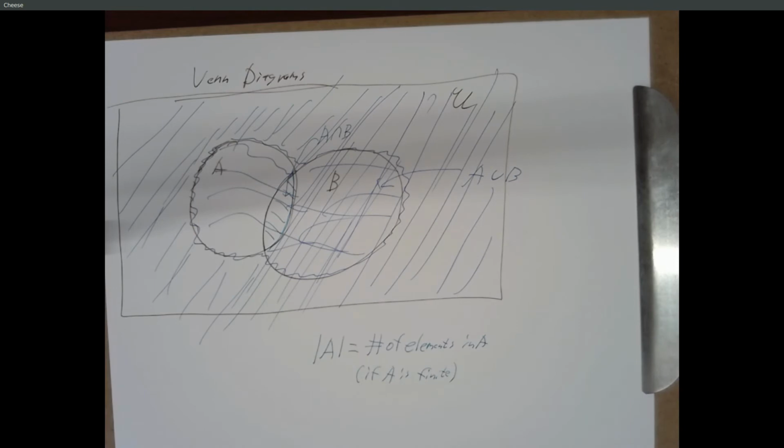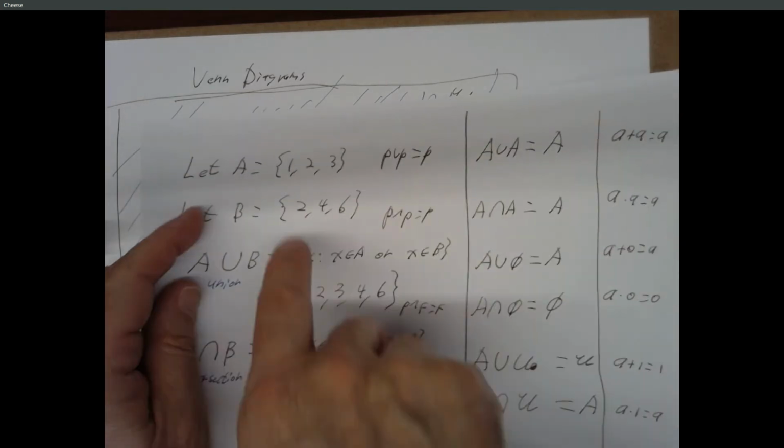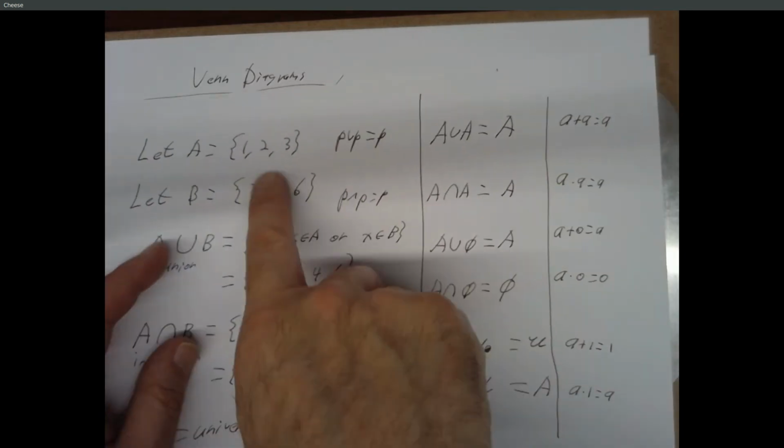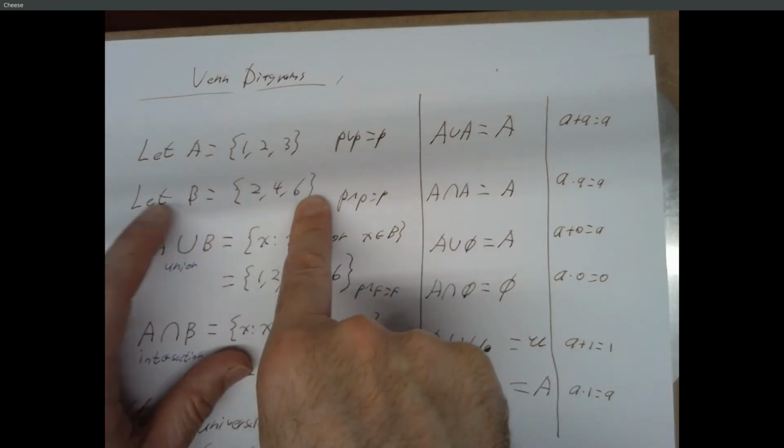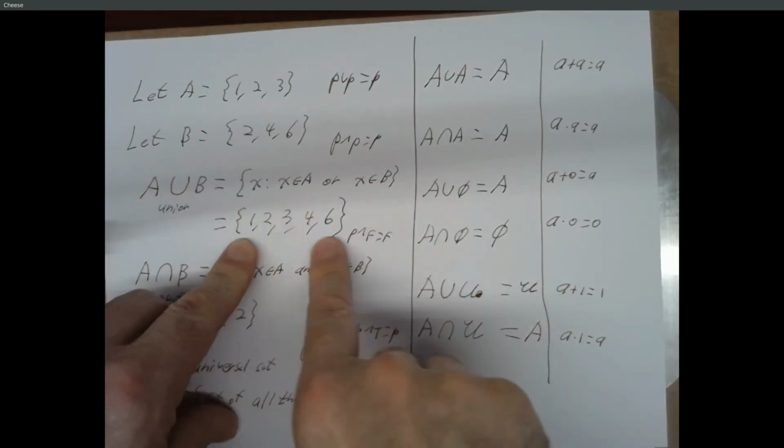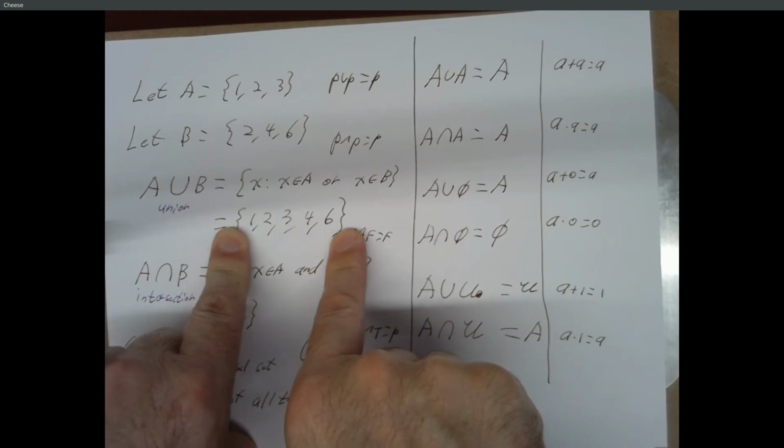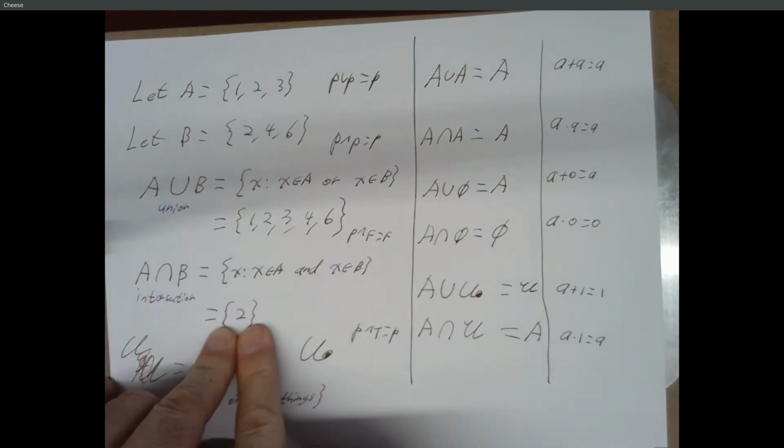So vertical bars on A, that means the number of elements in set A. So then we call that the cardinality of A. So the cardinality of A is 3, cardinality of B is 3. Cardinality of their union is 5, because there's 5 things in that set. Cardinality of the intersection is 1.